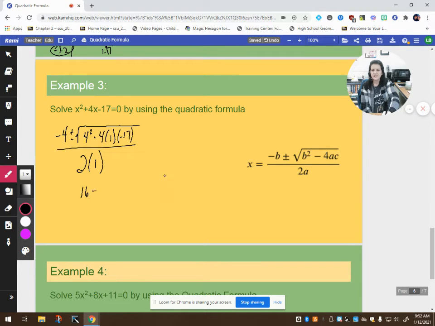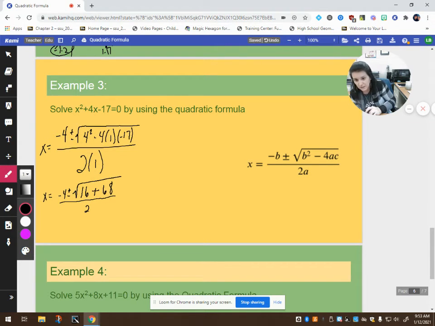So I've got 16 minus 4. Oh, it's going to be plus because a negative times a negative makes it a positive. 4 times 1 times 17 is 68. Okay, so I'm just going to write this. This is, again, giving us our x value, so I should include that piece of information. Negative 4 plus or minus, I haven't taken the square root yet. I've just simplified 4 squared and 4 times 17, all over 2.